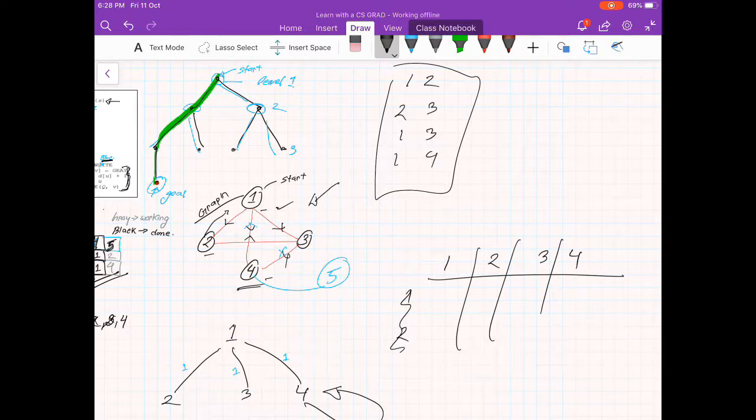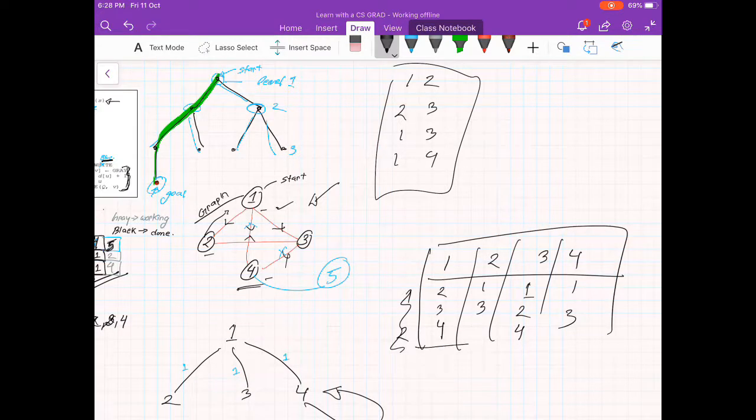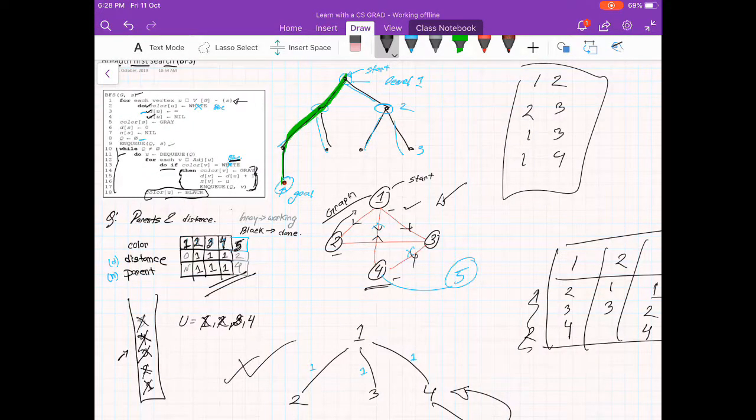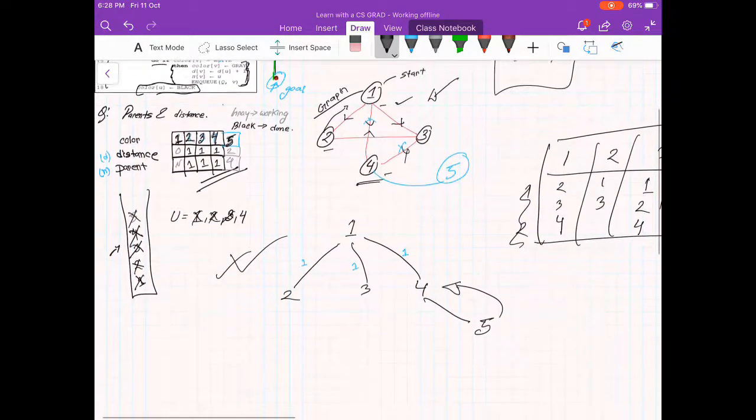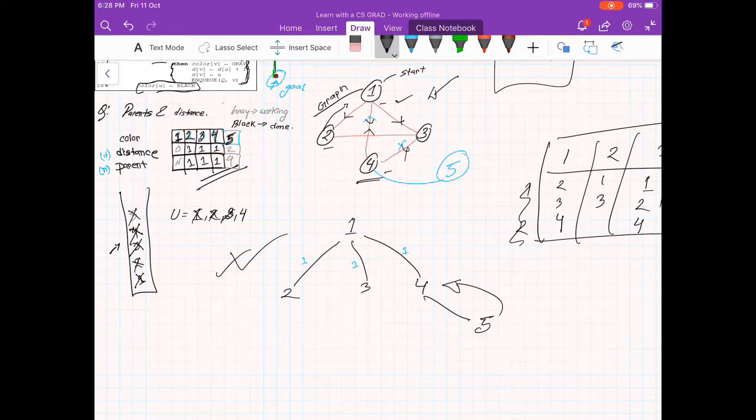Then we would see which nodes are connected to one another. So 1 is connected to 2 3 and 4, so we write 2 3 and 4. So 2 is connected to 1 and 3, so 1 and 3, and 3 is connected to 1 2 and 4. 4 is connected to 1 and 3. So we'd be building a 2D array here and then working on this whole process that I talked about here to find the parents and the distance.